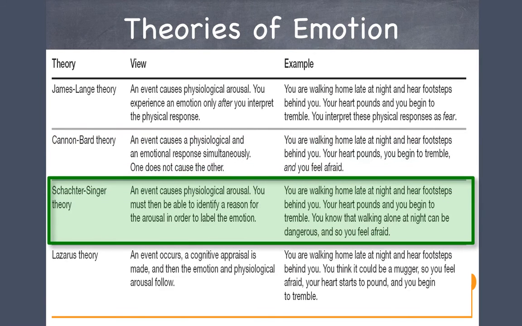The Schachter-Singer theory of emotion, this is a two-factor theory, and it states that both the physical and the cognitive must be present for an emotion to be expressed. So in terms of the cognitive, a cognitive interpretation or an explanation for that arousal labels the emotion. And so this is looking, instead of having one lead or there being a simultaneous, it's saying that really both these physical and cognitive must be present, that if one of them is not present, we don't have an emotional experience.